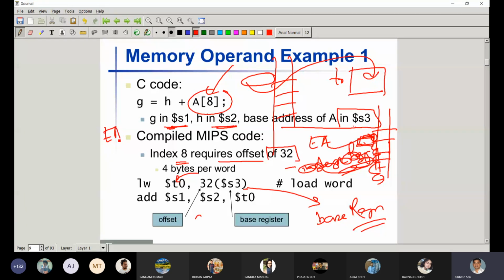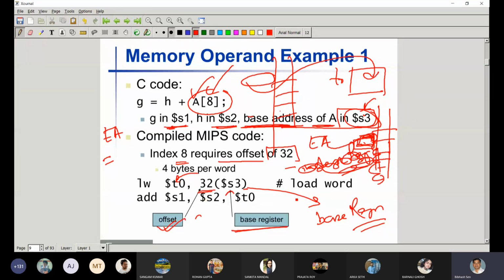Now the effective address is here, because this base address is first loaded in the register. I told you, base register, base address of A, that means for the particular array, is in $s1. So the register contains the base address, so it is the base register. Getting my point? Now 32, that is the offset.